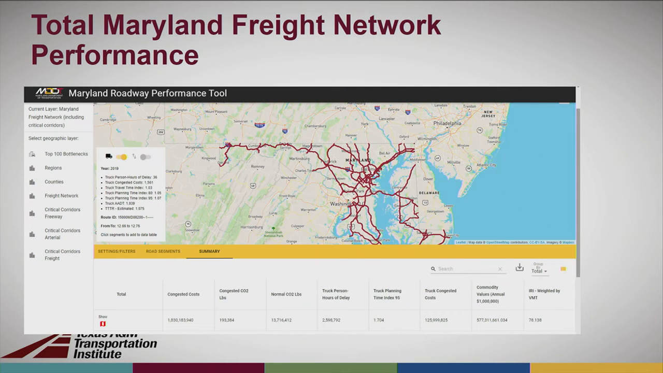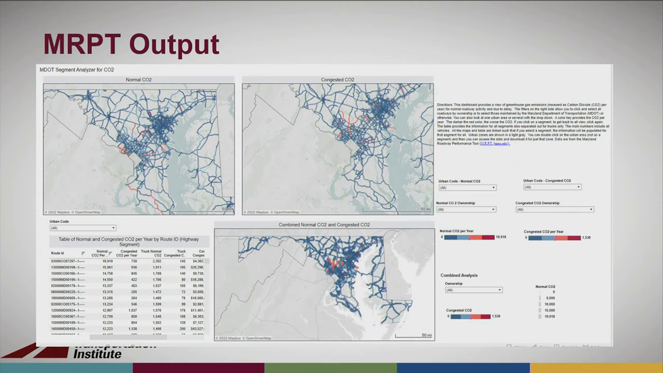And so this tool is helping to see what the performance looks like on the existing network and help to identify new segments or have those conversations with the MPOs. But we've been able to code in different networks, whether it's statewide, region, freight network, or some critical corridors that MDOT cares about, and we can see them.